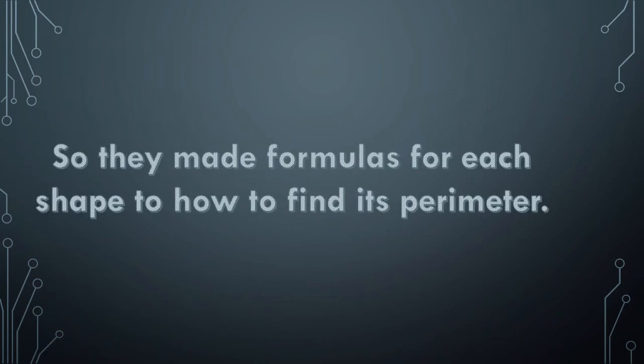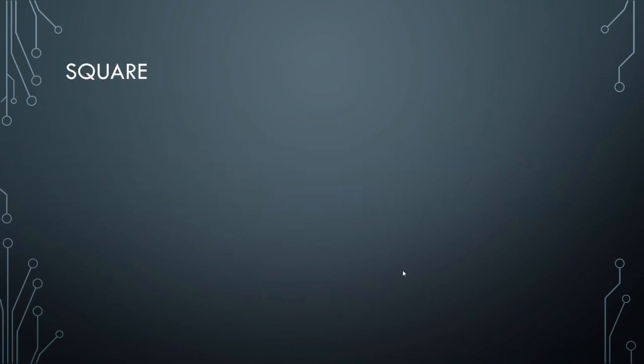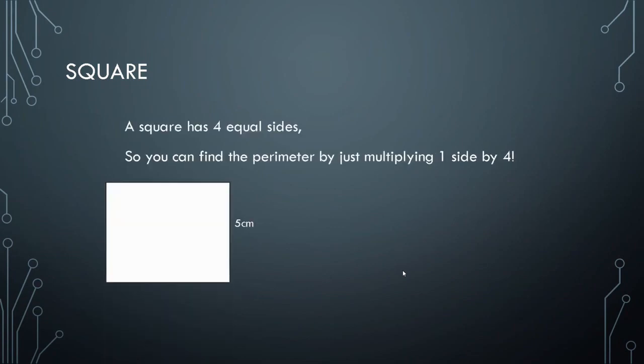So they developed formulas for each shape to find the perimeter. Now let's look at the perimeter formula for a square. A square has 4 equal sides, so you can find the perimeter by just multiplying one side by 4. For example, in this square, the side is 5 and there are 4 sides. So you multiply 5 by 4, which gives you 20 centimeters.